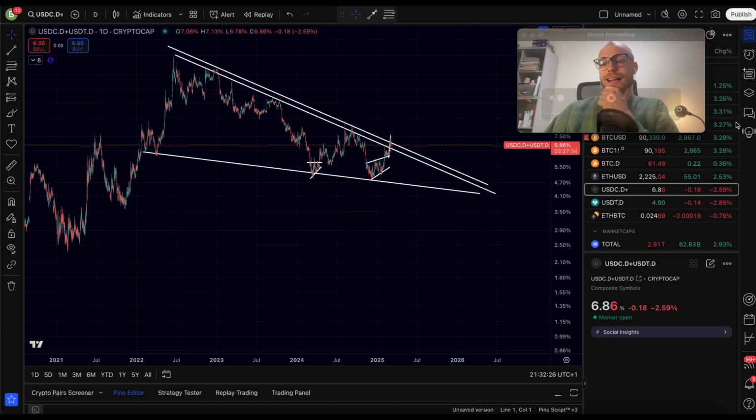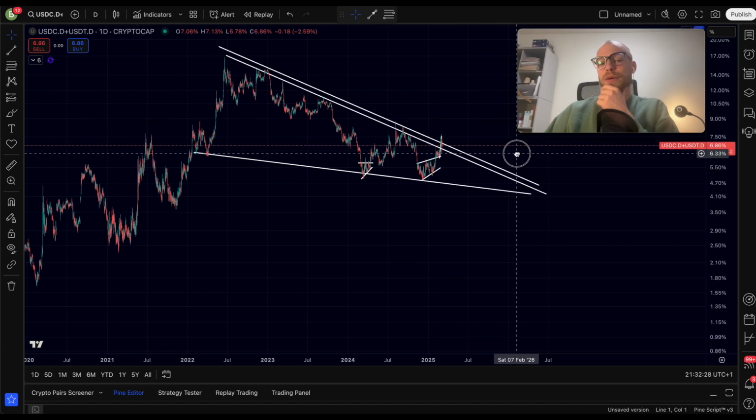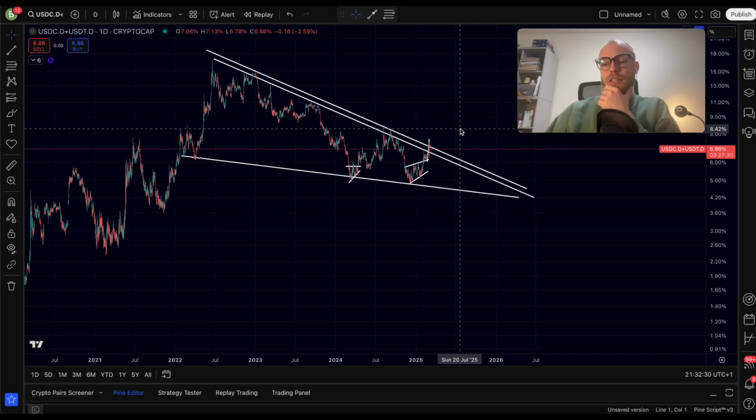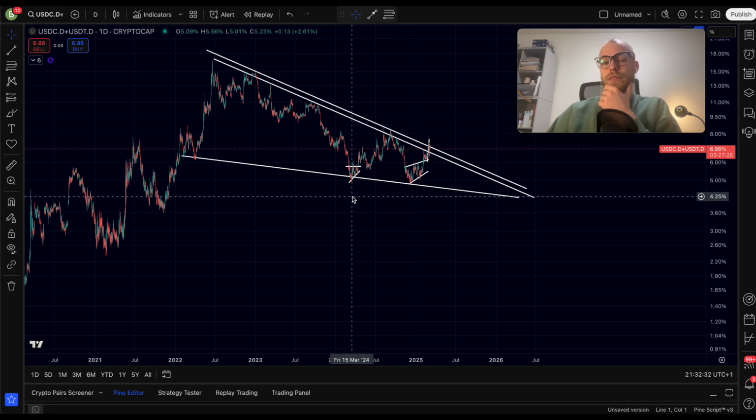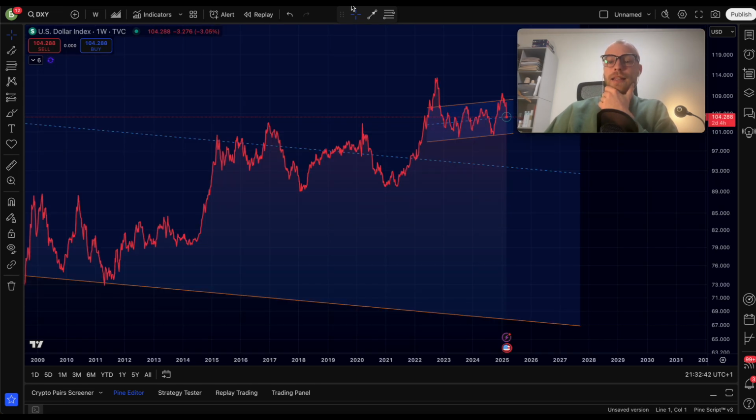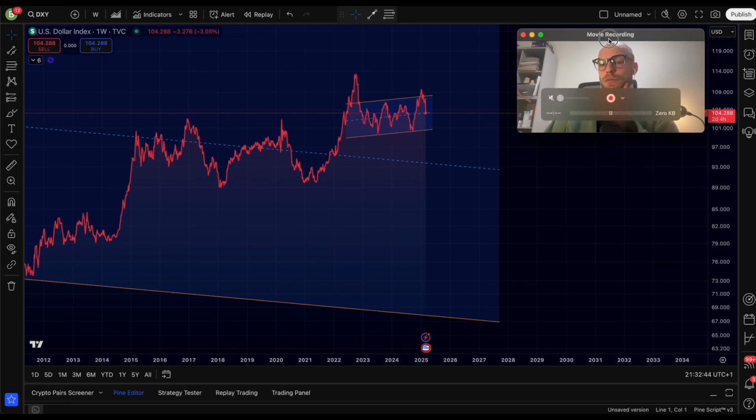We are going to have a look at the stablecoin dominance. A very interesting chart as well, guys, because I believe this chart really holds the answers for the next period that we basically want to take profits in our crypto holdings. So let's jump straight into it. And I want to start off with the Dixie, guys.